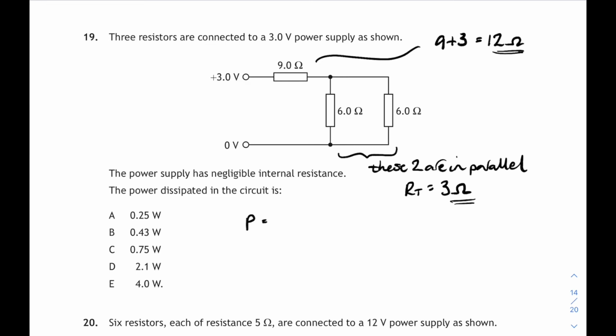Now to work out the power, we know the supply voltage and the total resistance of the circuit. So we're going to use V squared over R. That'll be 3 squared over 12, which is 9 over 12, which is 0.75 watts. That's answer C.